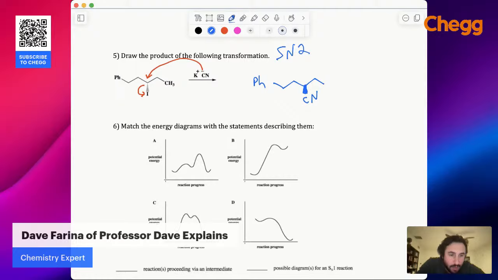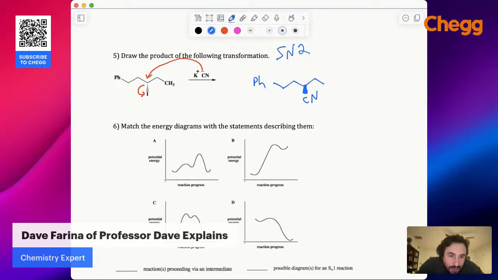Jack on TikTok asks about the 1-2 shift. Yes, that is actually on here. I will get to a carbocation rearrangement. Doctor, yes, I apologize, I am sick. I'm actually much better now, but I was really bad yesterday. I don't know what that means.